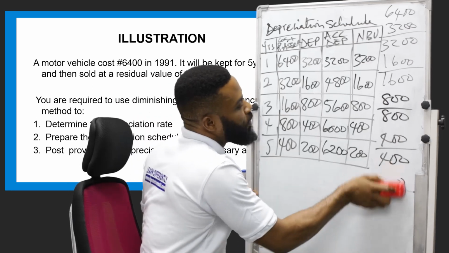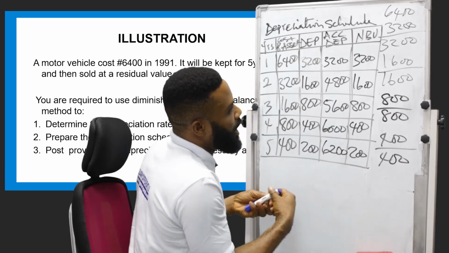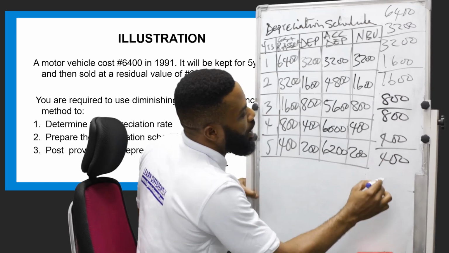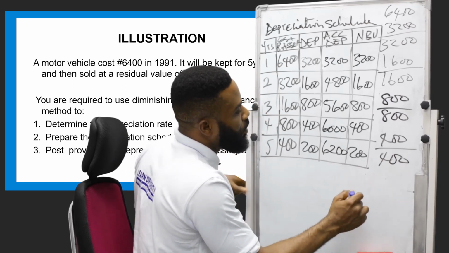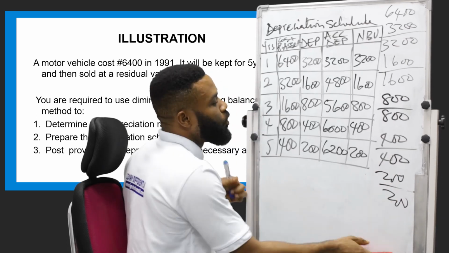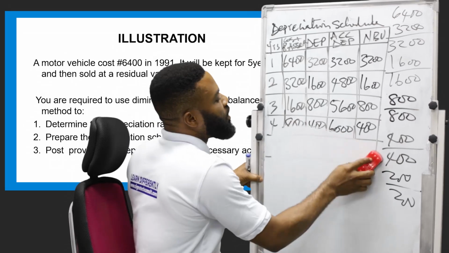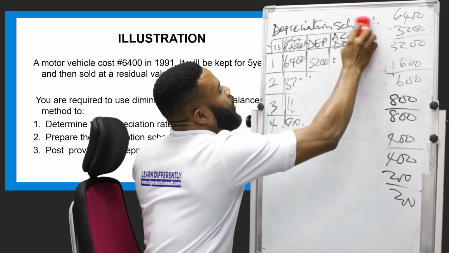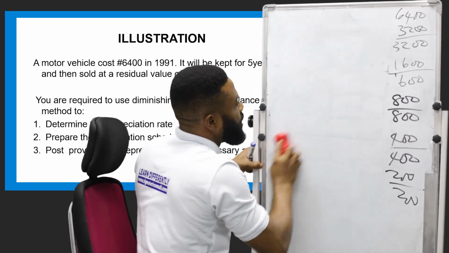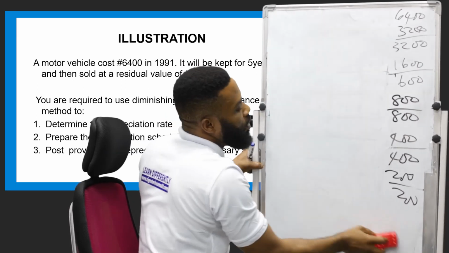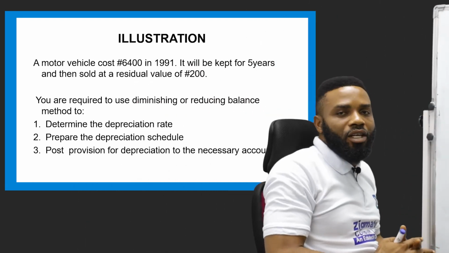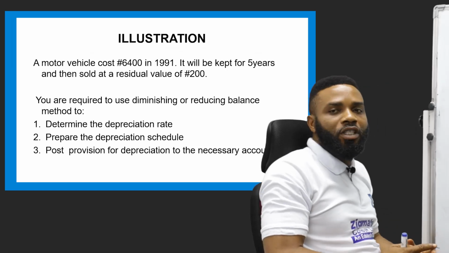Post provision of depreciation to the what? Necessary account. I think at this point we are still going to leave our board. Let's leave our board, so we will be able to use the value here. But let's do away with the table so that we'll have space to be able to prepare the various accounts that are involved. Now, basically, we have 4 different accounts that are necessary for the posting of the depreciation.